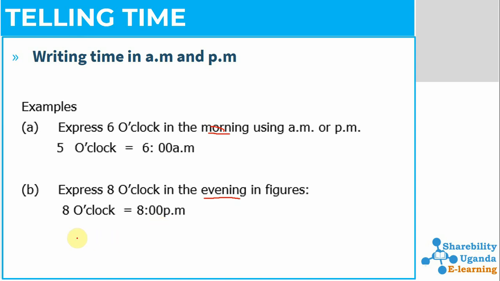So when they tell you maybe to express 4 o'clock, okay, express 4 o'clock in the morning, and they say morning, when they say morning, how can someone write this?